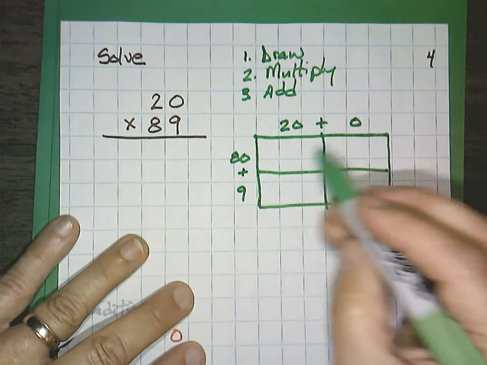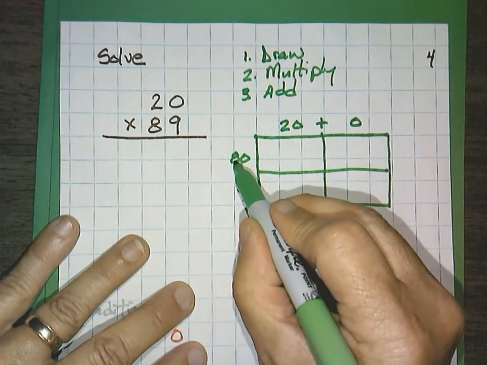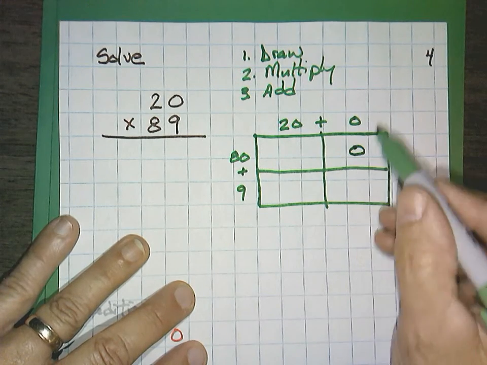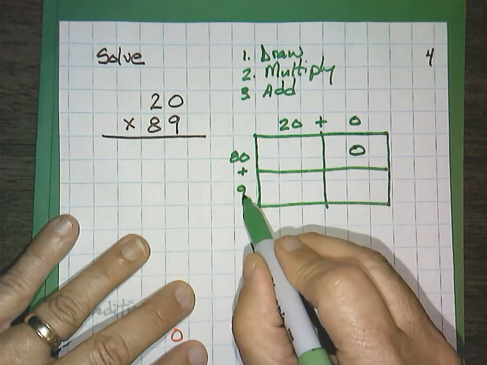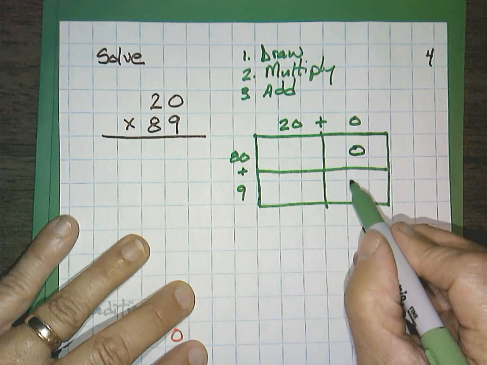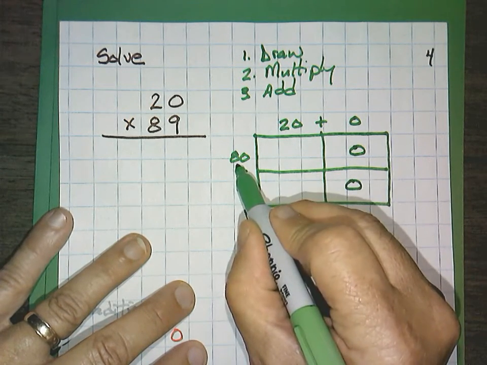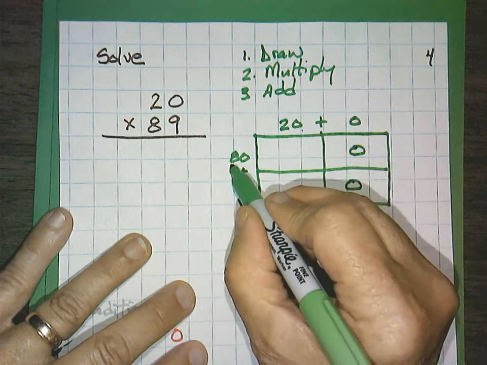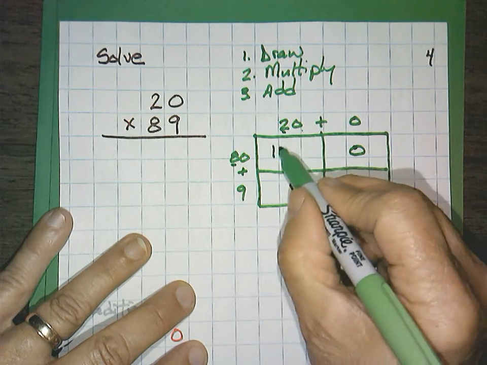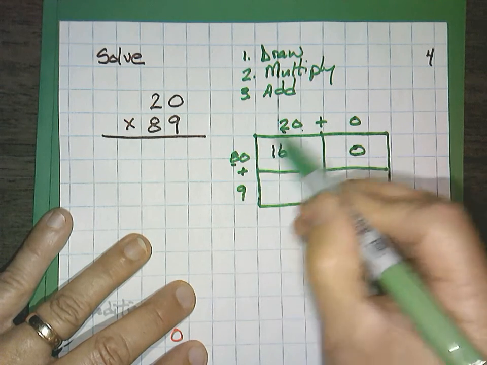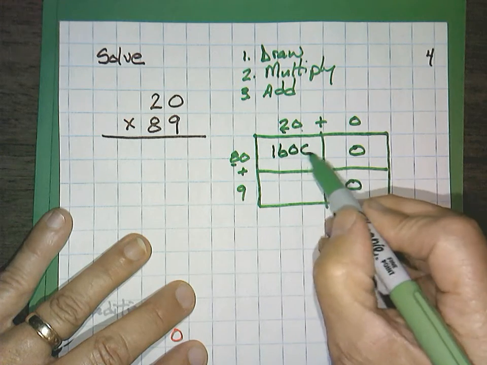Now we're going to multiply. Well, I'm just going to do the easy one first. 80 times 0 is 0. I like this one a lot. 9 times 0 is also 0. That's easy. 80 times 20. Remember, you can just go 8 times 2 is 16. Count your zeros. 1, 2. Write your zeros. 1, 2.